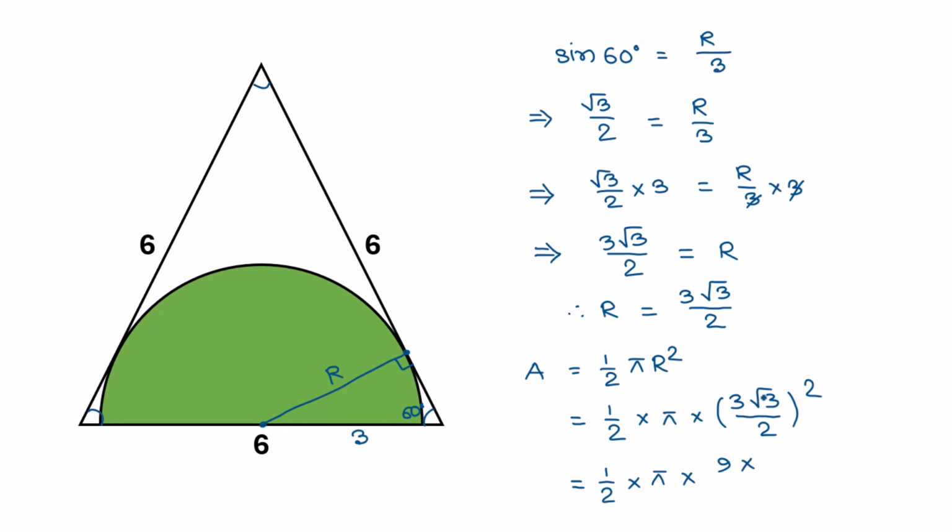This square root and square will cancel and it will be 3 over this 2 squared is 4, is equal to 3 times 9 is 27 times pi over this 2 times 4 is 8, and this is the area of this semicircle.